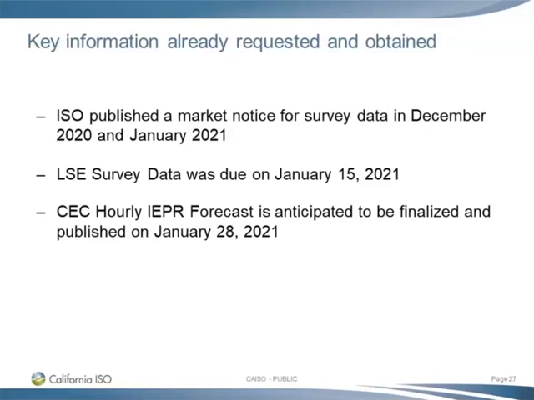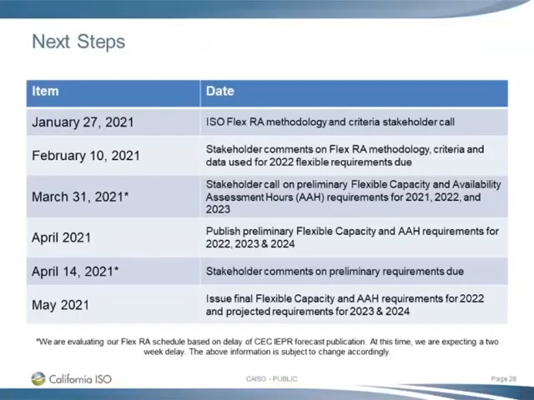And then last but not least, we'll go over some of the next steps. We have our stakeholder call today. Comments for the stakeholder call will be due on February 10th, 2021. Our next stakeholder call to go over the preliminary results of the flexible capacity and availability assessment hours requirements is scheduled for March 31st, 2021, with comments due April 14th. However, there might be a delay of the next stakeholder call due to the delay in the CEC IEPR forecast, so those dates are tentative and may change going forward.